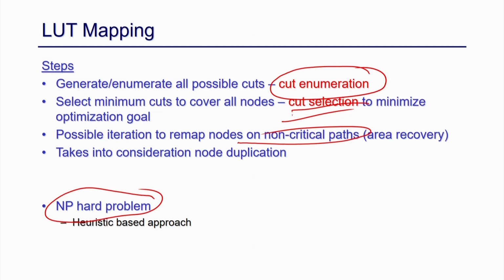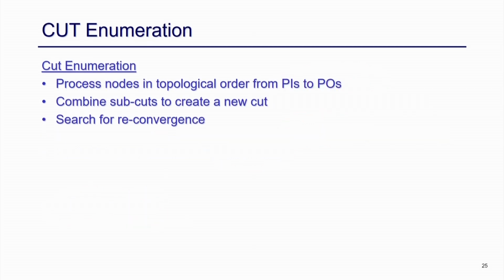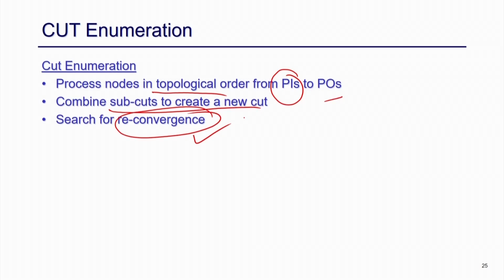And one of the key factors is the duplication, how to remove the duplication, as I mentioned earlier also. Okay. So, let us go into the cart enumeration steps. In cart enumeration, the basic steps are like this. We process the nodes in topological order from the primary inputs to the primary outputs, combine subcarts to create new carts, and also search for reconvergence. The reconvergence example I have already given: even if your target is to map the things into a k-LUT, you should not stop whenever you find a cart of size k, because that may not be the end of it. You might grow a little bit further and then find a reconvergent path, and that will give you a better mapping. I have already given an example.